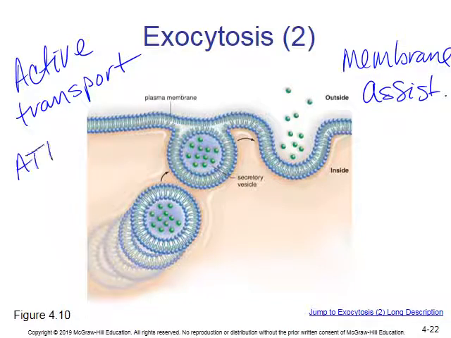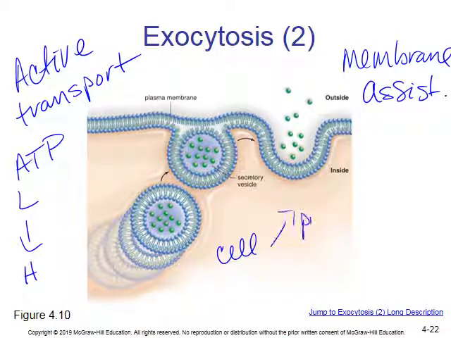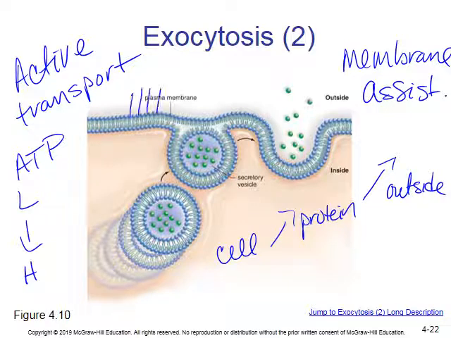This requires ATP, and you're moving from a low concentration to a high concentration. So this is the cell. Let's say the cell made a protein, and I want to get that protein outside of the cell. Maybe it's a protein that's going to stick and allow another cell to bind to this cell. So we'll talk about those extracellular proteins in just a second.